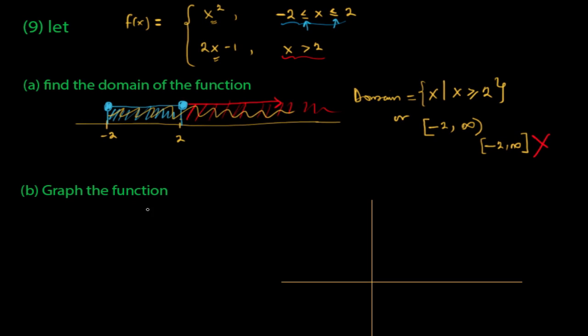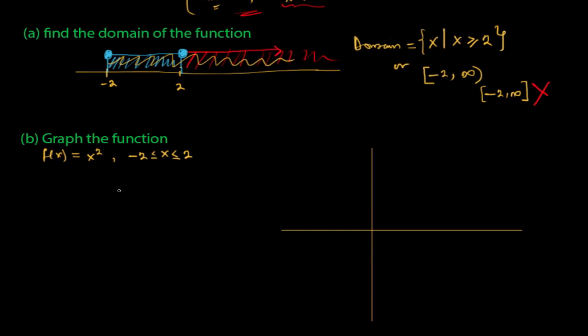So let's go ahead. How then do you graph this kind of function? Funny enough, there are two functions here. This is the first function, and this is the second function. To graph this, I'm going to have to draw two tables of values. So how do I start? For the first function, f of x equals x squared, and the range is -2 less than or equal to x less than or equal to 2.